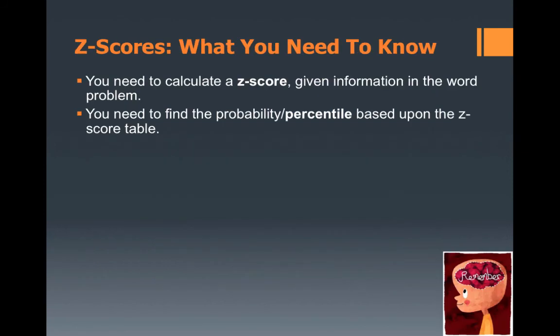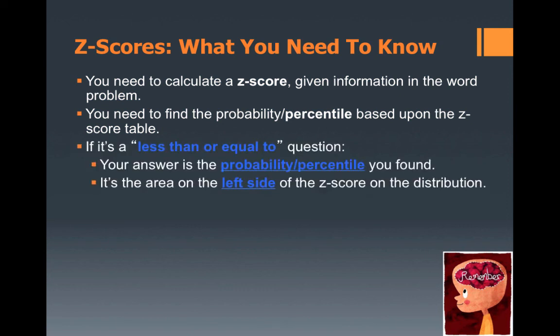So what do you need to know when it comes to calculating z-scores? Well, you need to know how to calculate them by using the formula. Again, I'll be giving you the sample mean, or the population mean, and the standard deviation. If I ask for the percentage, you need to find the probability or the percentage based upon the z-score table and converting it to a percentage. If I ask about less than or equal to a given score, this is where you just look it up in the table and your answer is the probability from the table, or you just convert that to a percentage and that's your answer. It's essentially the left side of the z-score in the normal distribution curve.